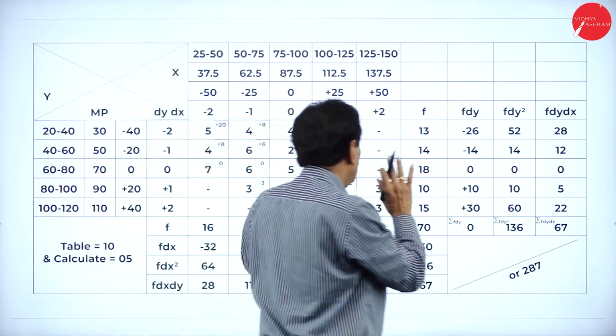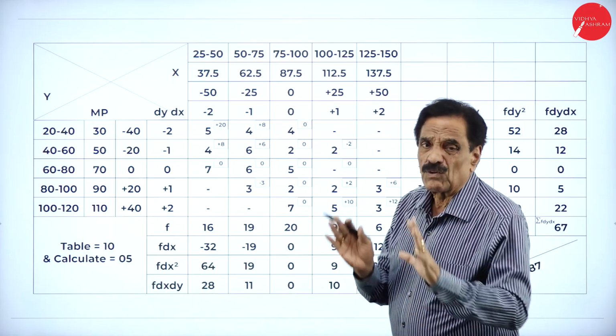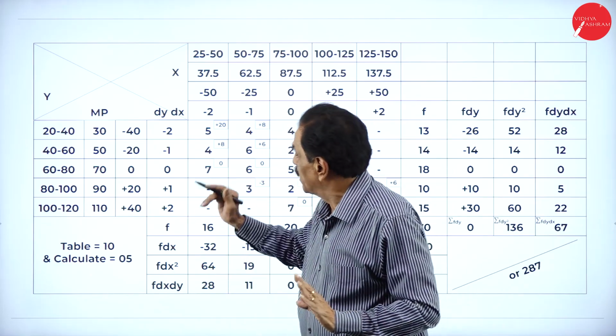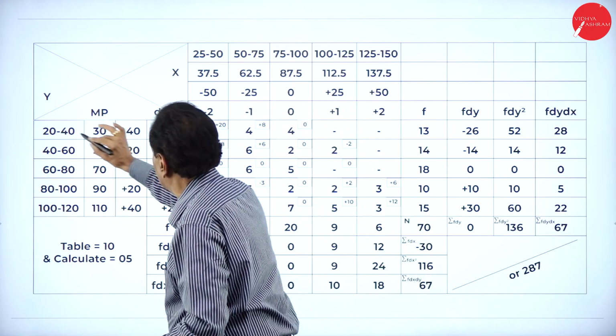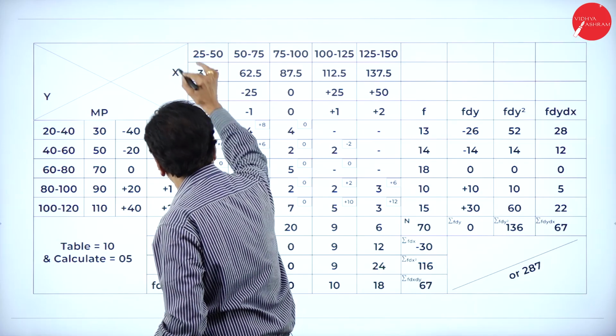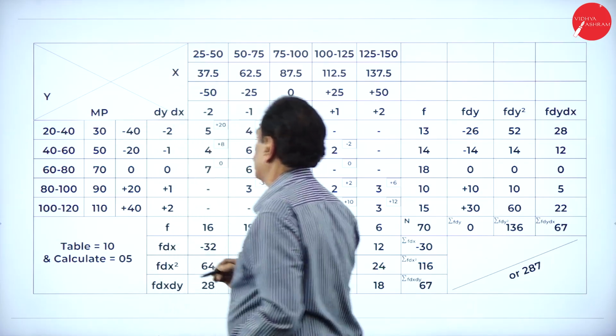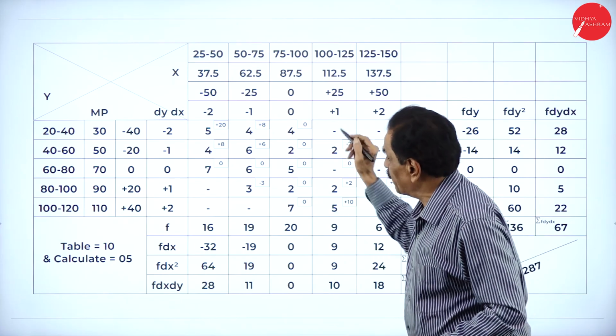Now, once you do this, I think you understand. What is the first step to do? Mid value. Then you take the deviation. This is for dy, this is for dx. dx for this, dy for this here. Now, these are all the frequencies you got.